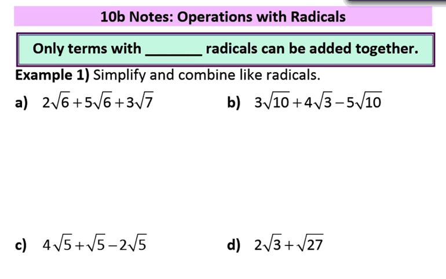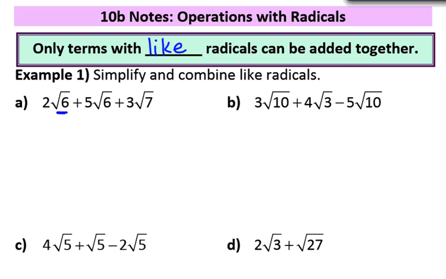Remember when we could only add like terms, so only x terms could be added together, only y terms could be added together. That's the same thing with radicals. Only terms with like radicals can be added together. So, like I said, we've already done this before with like x's and y's, and it's the same with radicals. With part A, look and see where you have like terms.